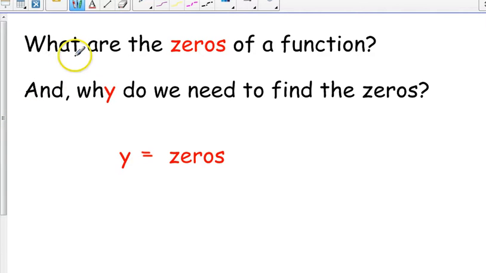So if you're asked to find the zeros, and I may have misspelled that, I don't know if there's an E there that comes before. I think there might be. I may have misspelled that.